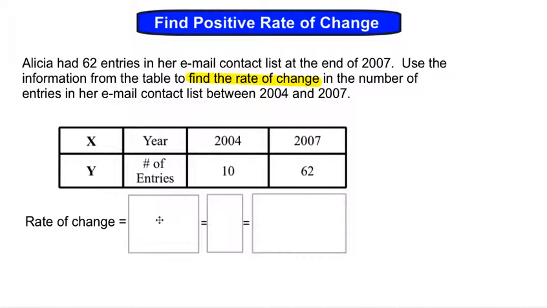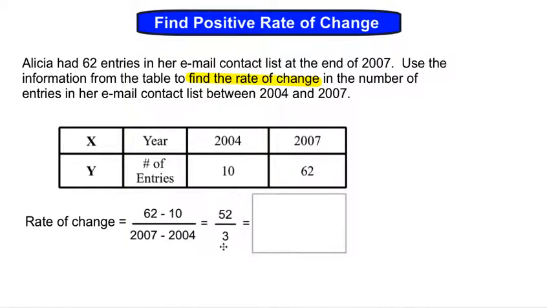So what we're going to do is take the number of entries, 62, and subtract from it the previous number of entries, which was 10, and then take the years and subtract those. So 62 minus 10 is 52, and a time of 3 years had elapsed. So her rate of change, remember this is like a unit rate, is 17 entries per year on average.